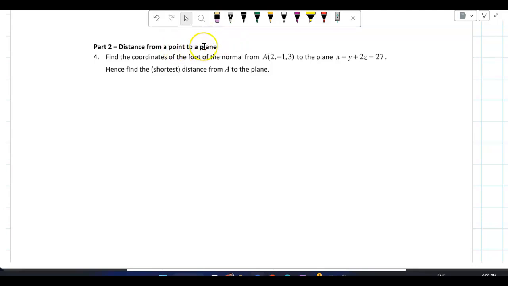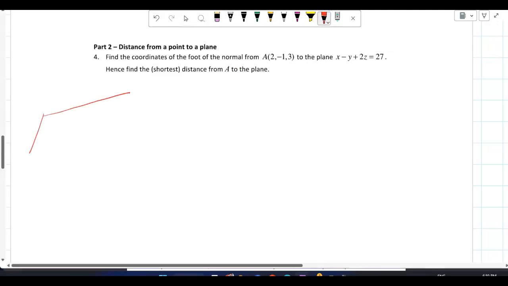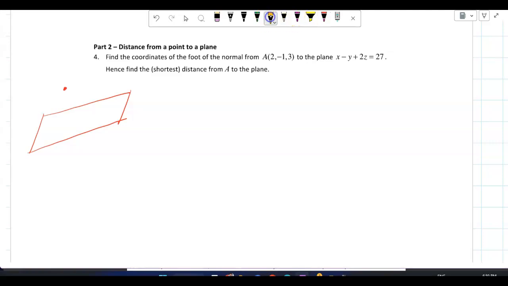Distance between a point and a plane. This means the point is somewhere in space, not on the plane. So if you have a plane somewhere in space, and this is a point, you're looking at this distance, the perpendicular distance. Obviously, you look at the perpendicular distance.